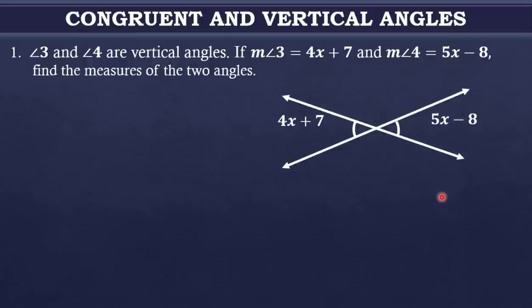So, kapag binibigyan tayo ng ganito, mas maganda kung i-illustrate natin siya kasi mas mabilis nating makita kung paano siya isolve. Mas madaling mag-solve kapag meron tayong figure. Okay? So, the measure of angle 3 is 4x plus 7 and the measure of angle 4 is 5x minus 8. Bakit dito ko sila pinwesto? Kasi based dito sa given natin, they are vertical angles. So, pagtatapatin ko sila.